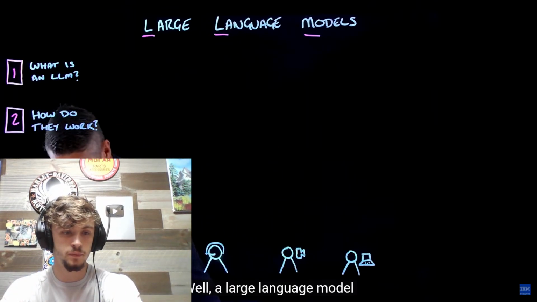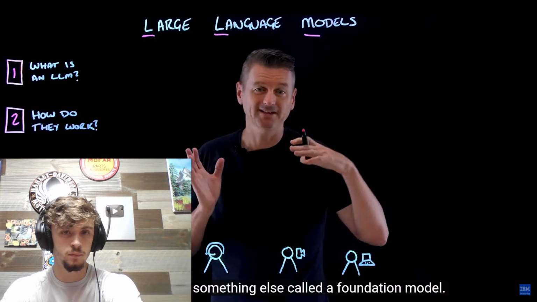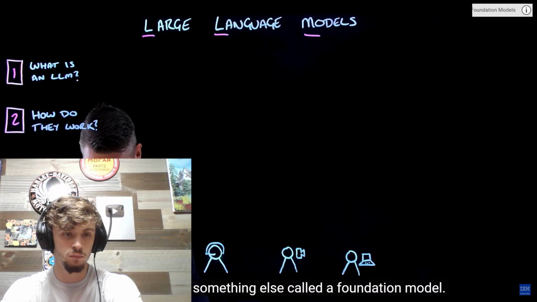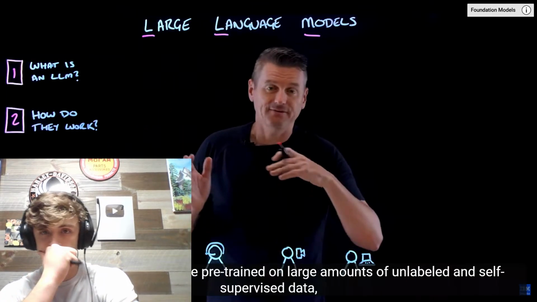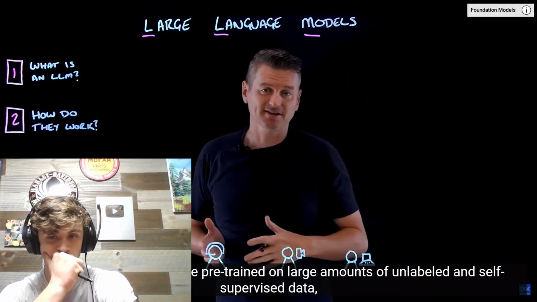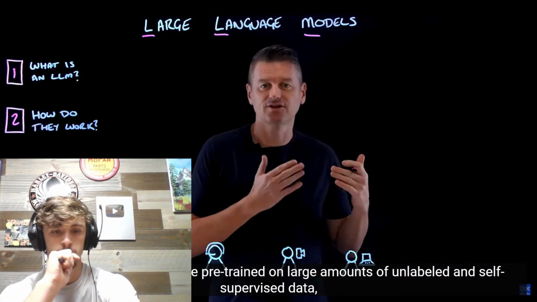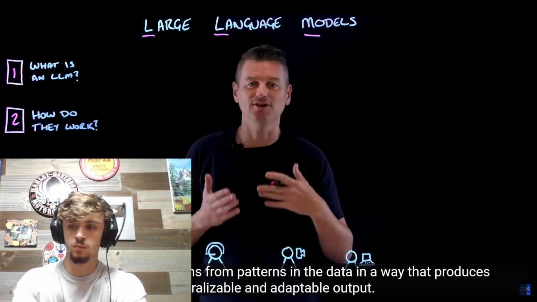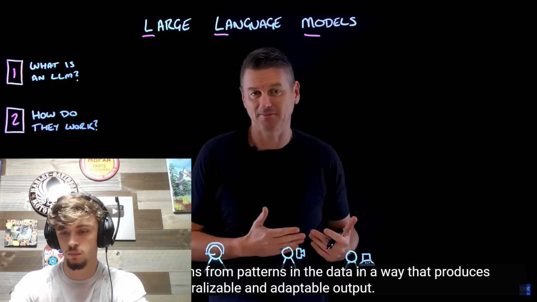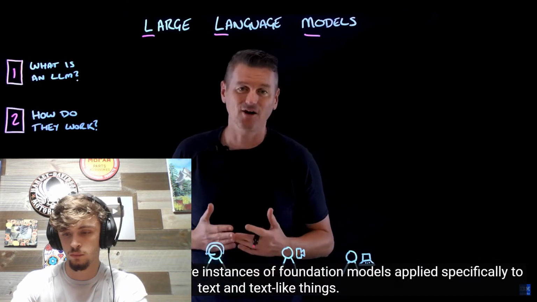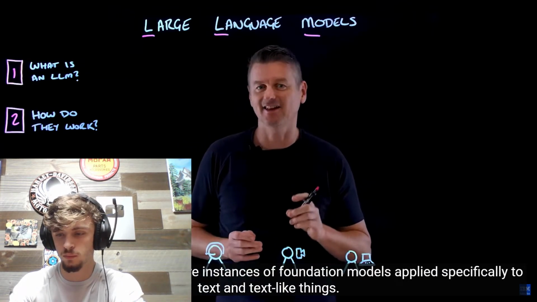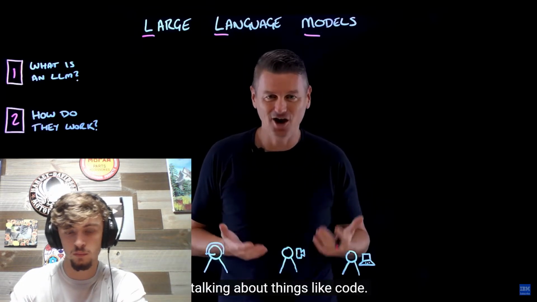Well, a large language model is an instance of something else called a foundation model. Now, foundation models are pre-trained on large amounts of unlabeled and self-supervised data, meaning the model learns from patterns in the data in a way that produces generalizable and adaptable output. And large language models are instances of foundation models applied specifically to text and text-like things. I'm talking about things like code.